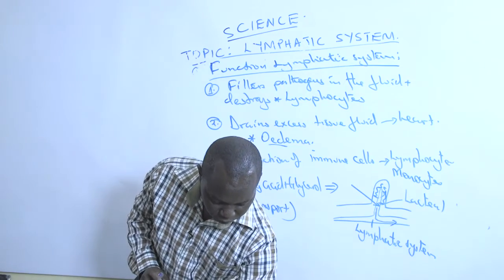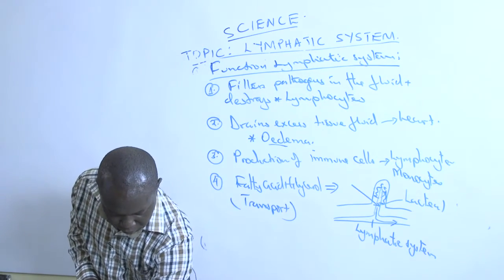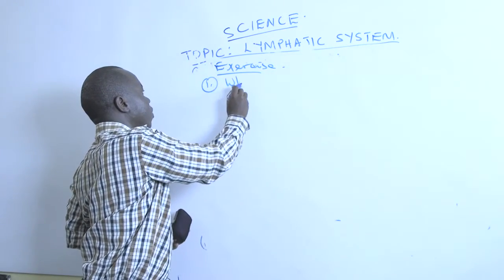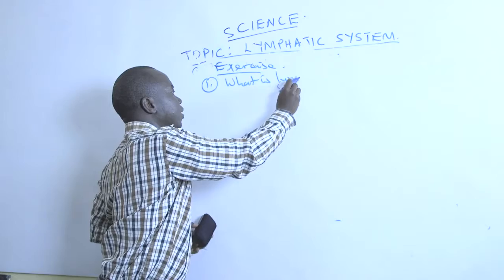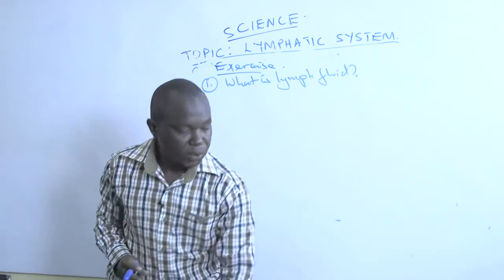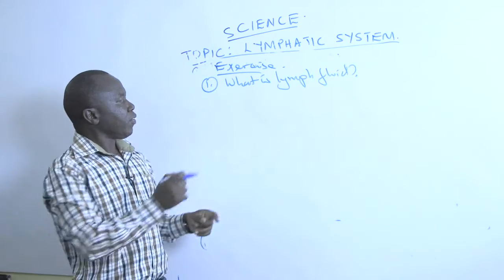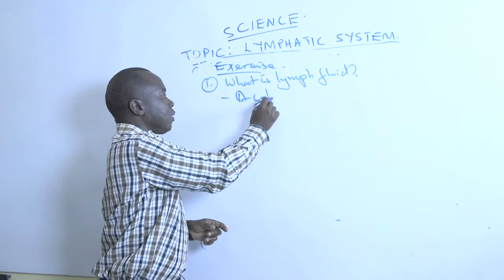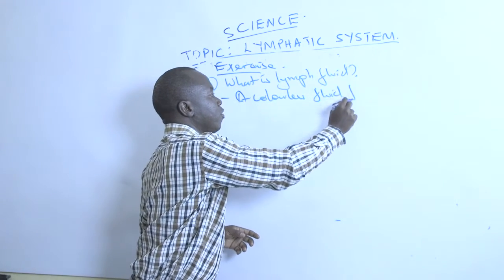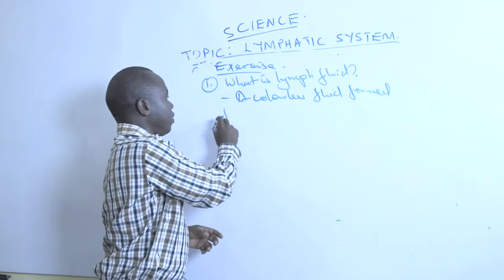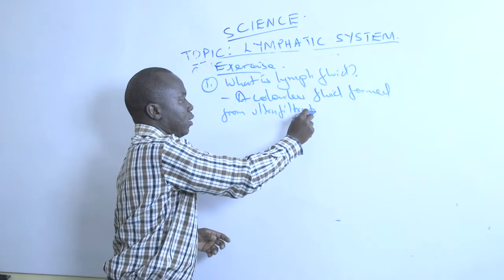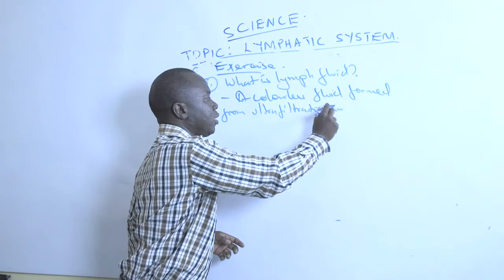So I want us to look at the following questions as we complete this topic. One of the questions is, what is lymph fluid? We have already said lymph fluid is a colorless fluid formed from ultrafiltration in the capillaries.